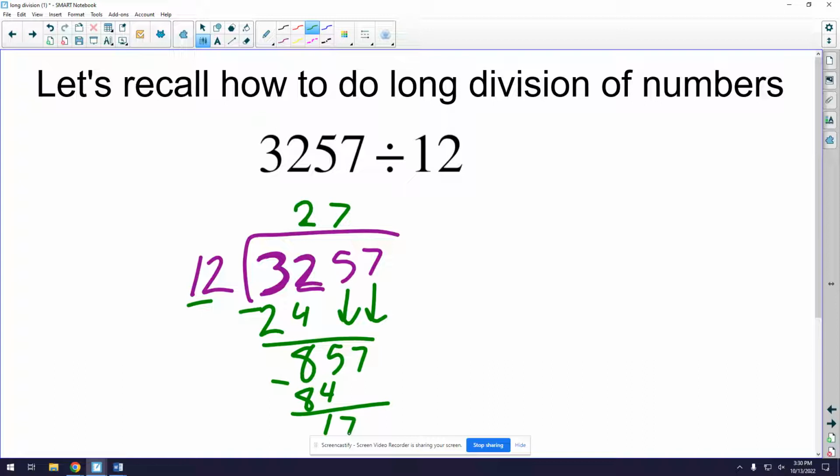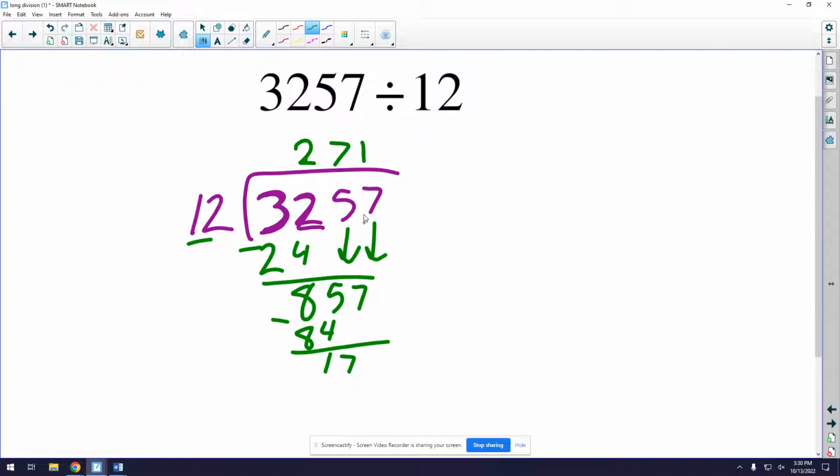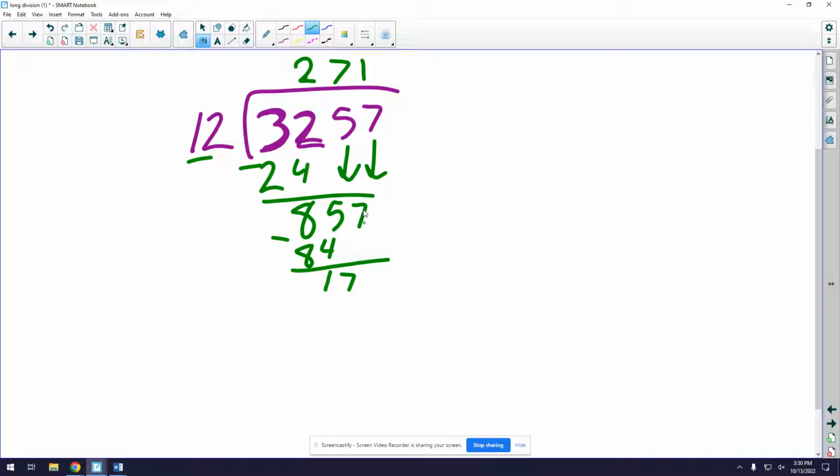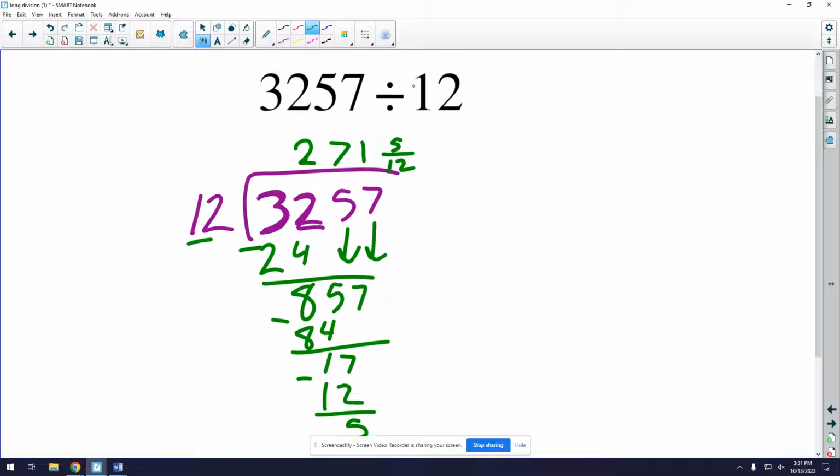17 is divisible by 12 one time. And then 1 times 12 is, of course, 12. And you're going to then subtract. 1 minus 1 is 0. 7 minus 2 is 5. You can't do any more division, so then you have a remainder of 5 over 12. And yes, we do want to write this as a fraction. So when I take 3,257 divided by 12, I get 271 and 5/12. We're going to do the same process, but now move on to polynomials.